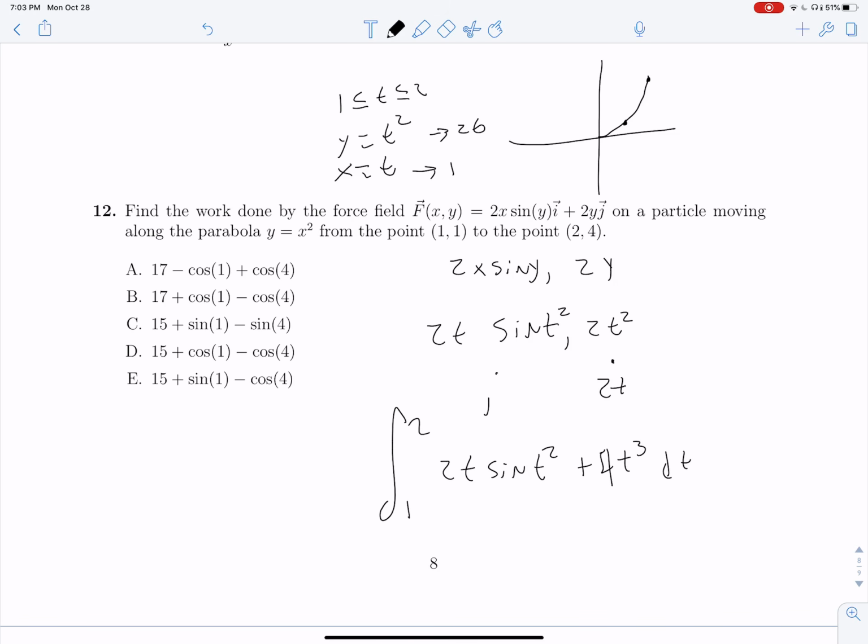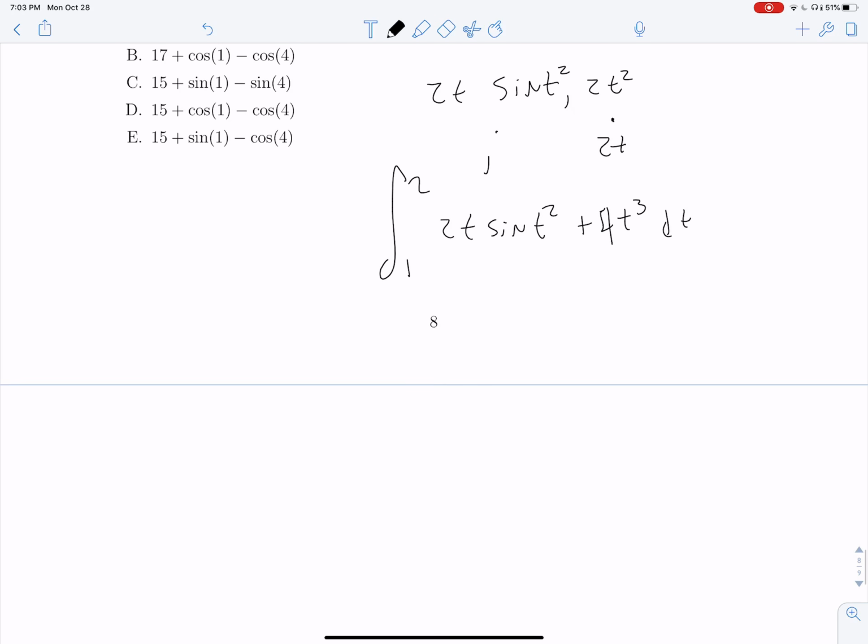cubed dt. And let's quickly integrate because it's actually starting to rain on me and my iPad and my jacket and everything. So let's go.